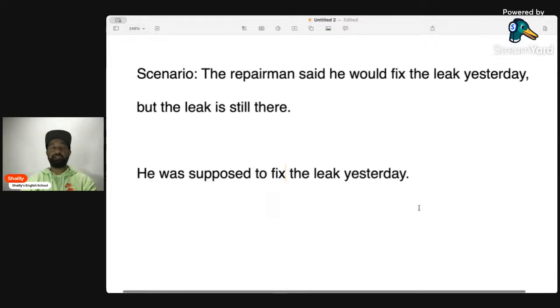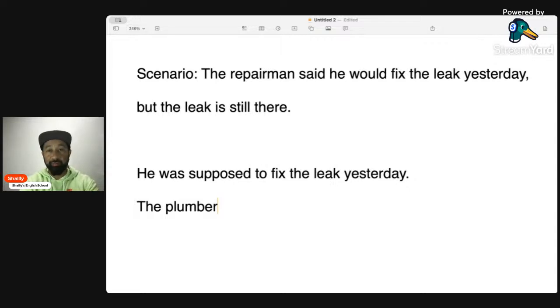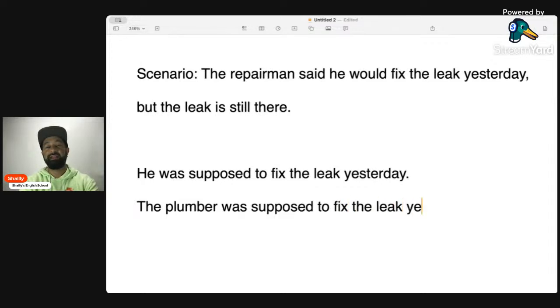Now, I can change this to a different noun. I said he, it could be she. I could also say this, the plumber. The plumber was supposed to fix the leak yesterday. Okay, a person who fixes pipes, kitchen sinks, bathroom sinks, showers, toilets. This is a plumber. The plumber was supposed to fix the leak yesterday. What does this mean? It means he didn't fix the leak.